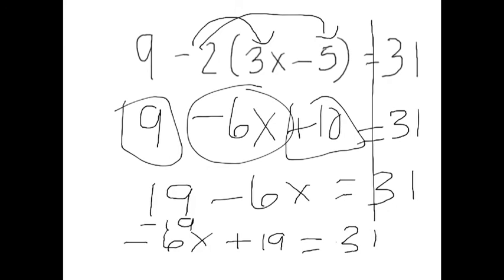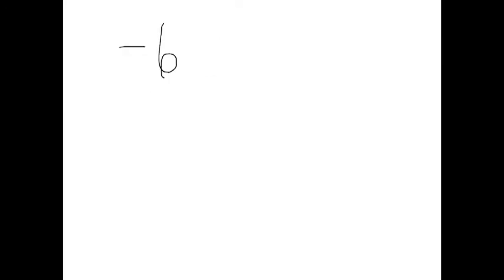So in either case, I'm going to subtract 19 from both sides. When I subtract 19, on the right side I get 12. On the left side I get negative 6x. So notice the negative comes down. So I'm just going to go to another side here. So I'm going to have negative 6x, and it's going to equal 12.